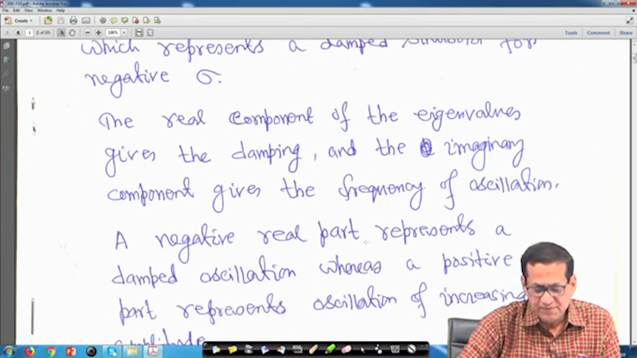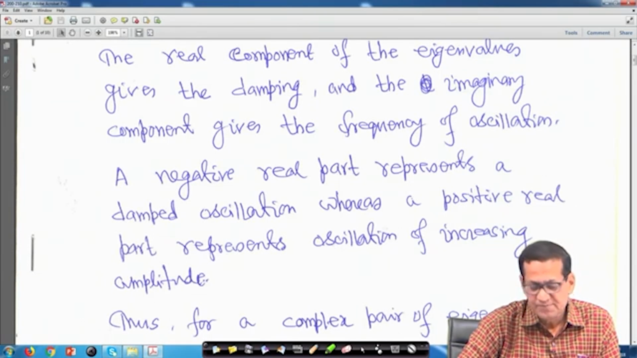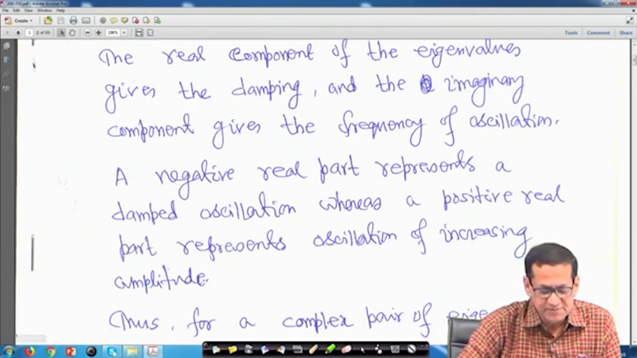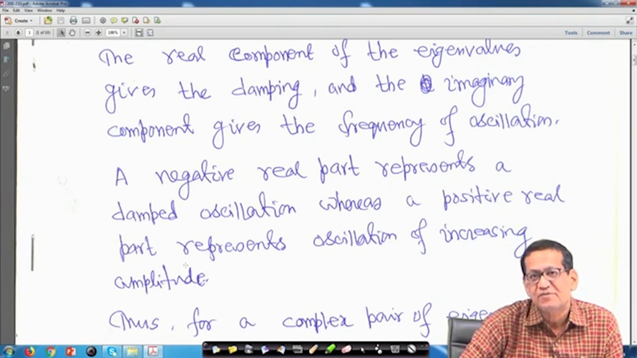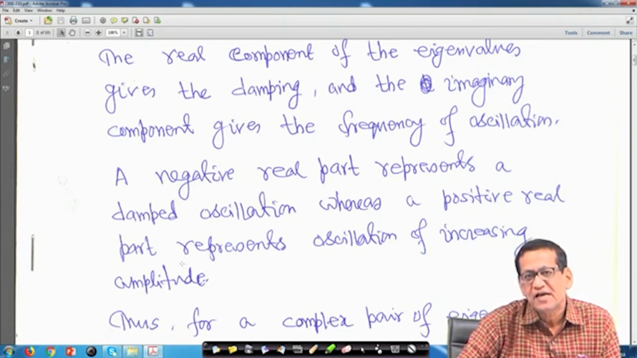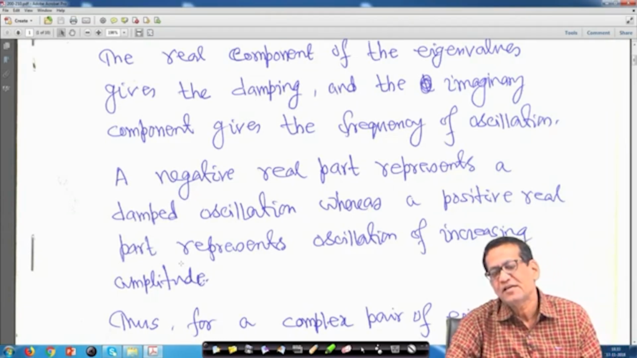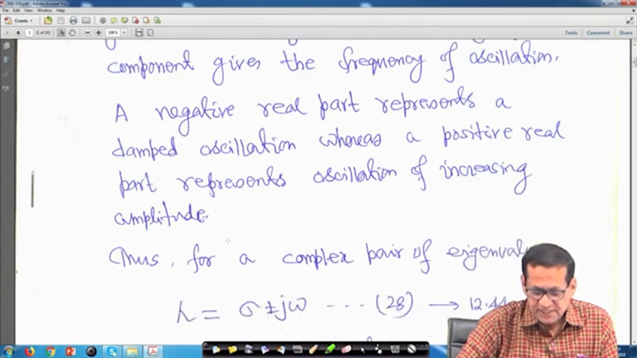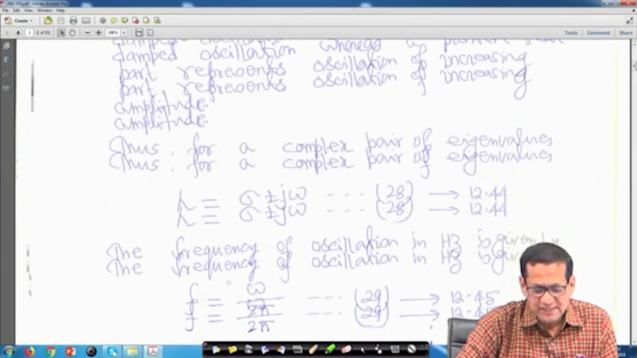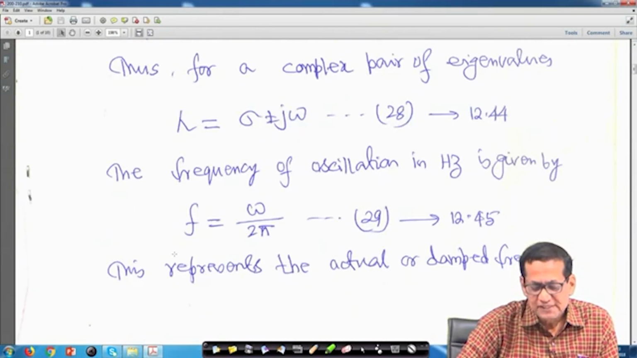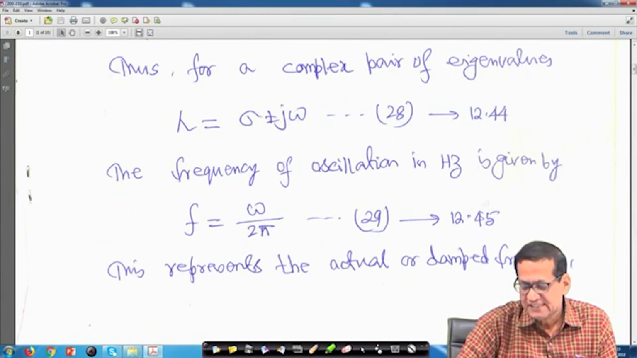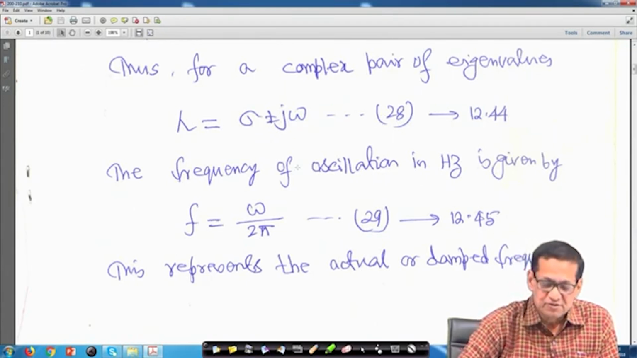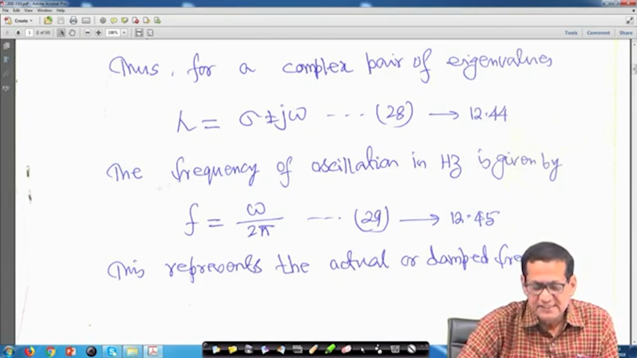So, a negative real part represents a damped oscillation, whereas a positive real part represents oscillations of increasing amplitude, which means it makes the system unstable. If the real part of the eigenvalue is negative, in general it is stable, but if the real part is positive, then it is unstable. Thus, for a complex pair of eigenvalues we can write lambda equal to sigma plus minus j omega. This is equation 20. So, the frequency of oscillation in hertz is given as f equal to omega by 2 pi.